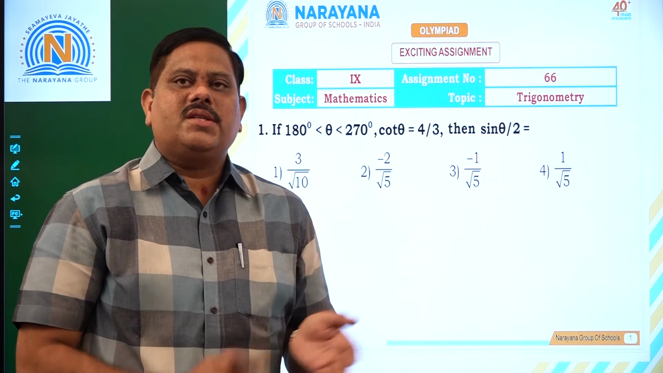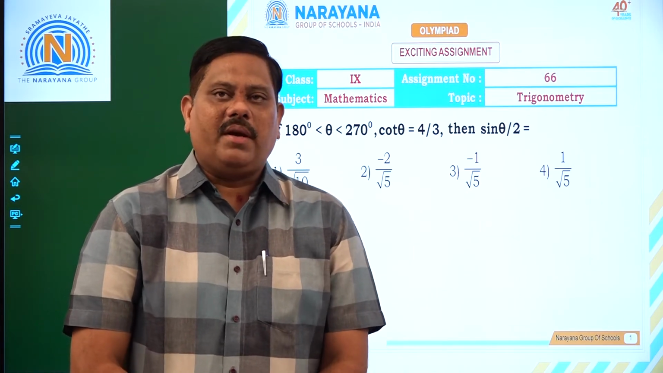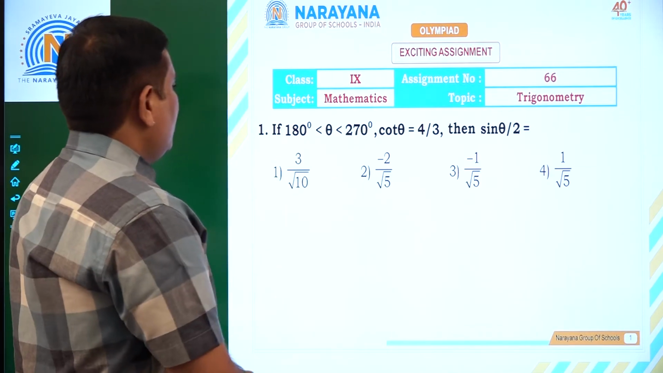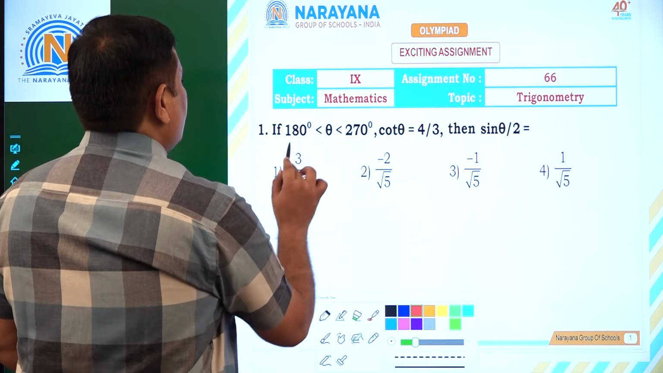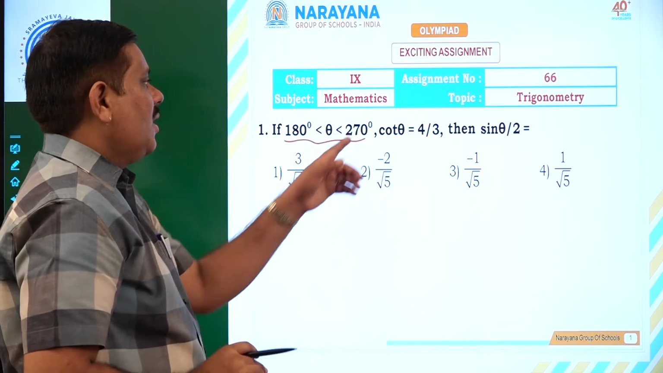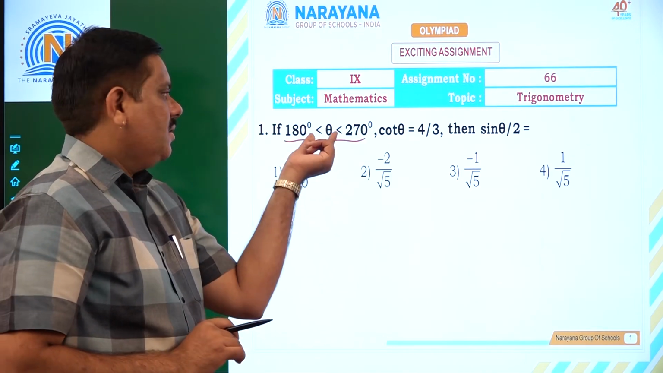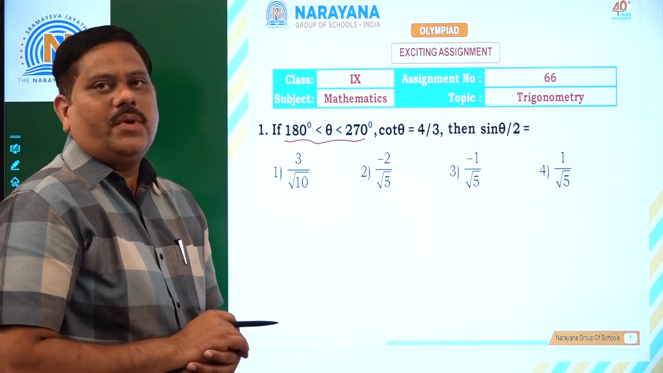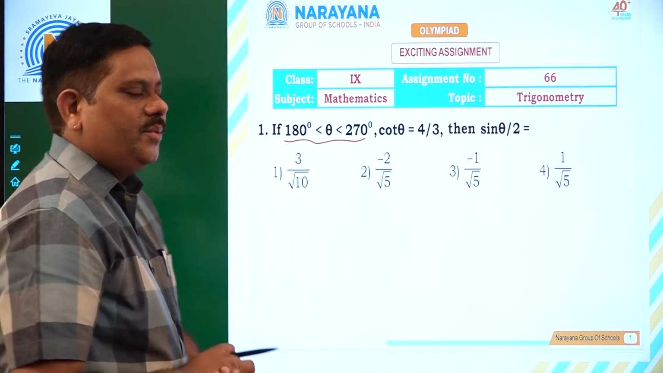Today for class 9 students, we are going to discuss assignment number 66 on trigonometry. Let us see the first question. If theta lies between 180 degrees and 270 degrees, means theta is in quadrant number 3, third quadrant. Cot theta is 4 by 3. Cot theta is positive. Certainly yes, because if theta is in quadrant 3, cot is positive. So 4 by 3 we have. Then what is the value of sin theta by 2?